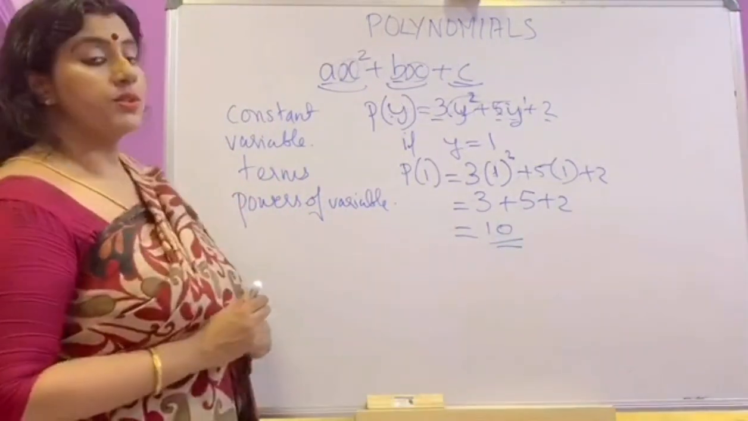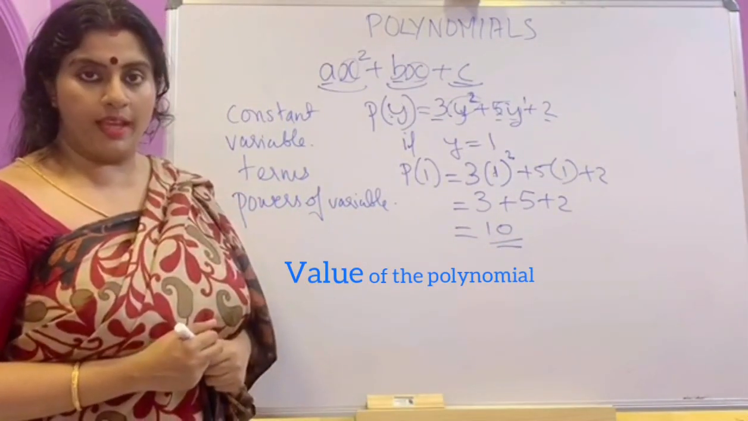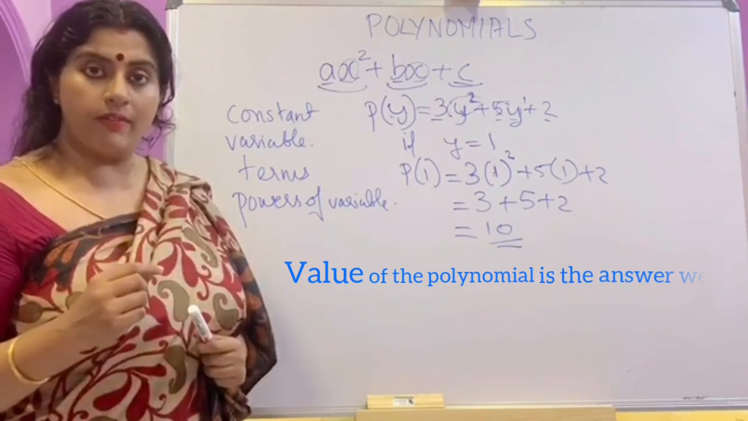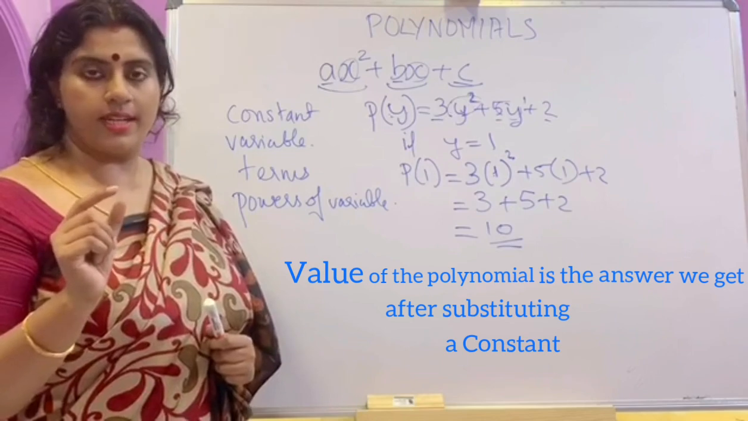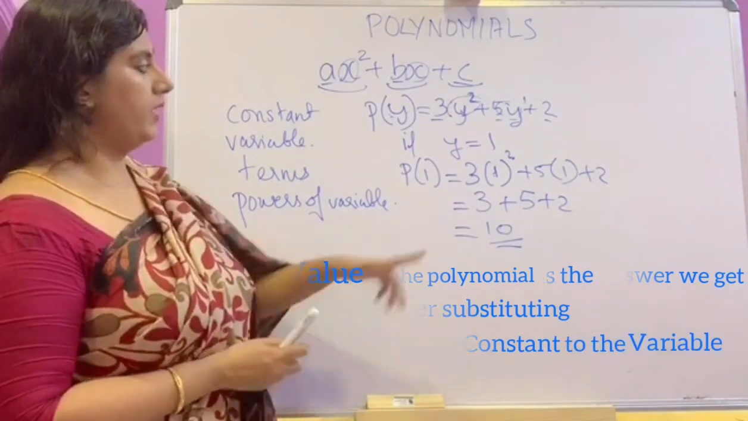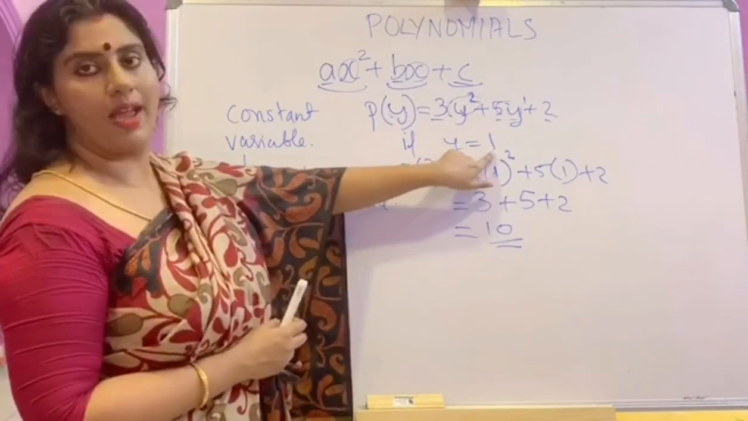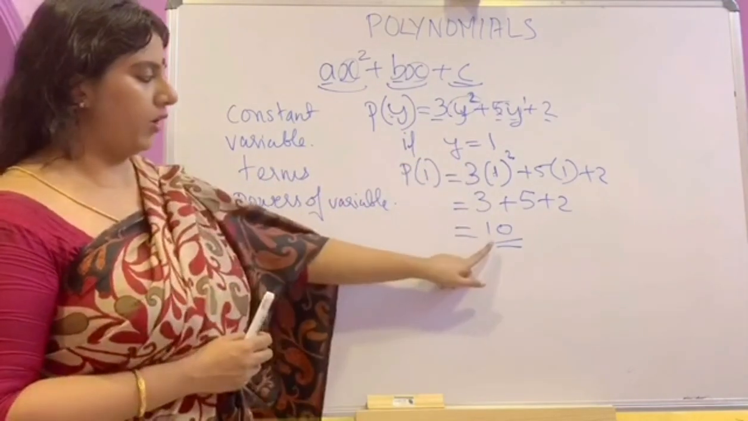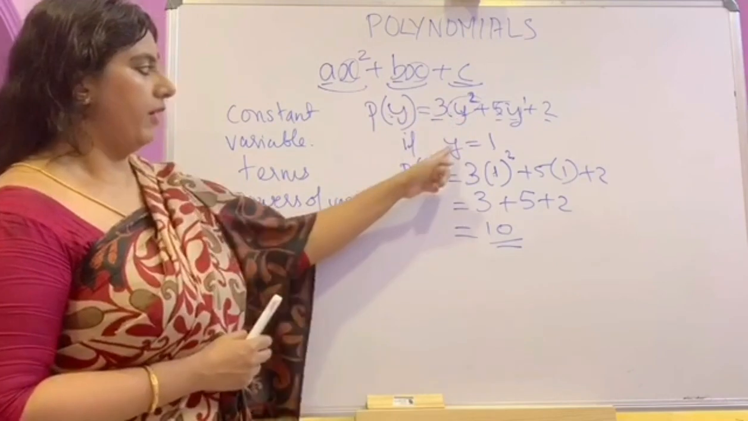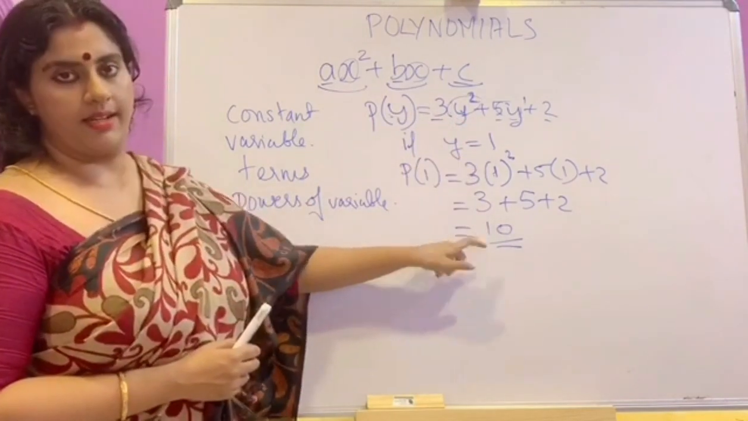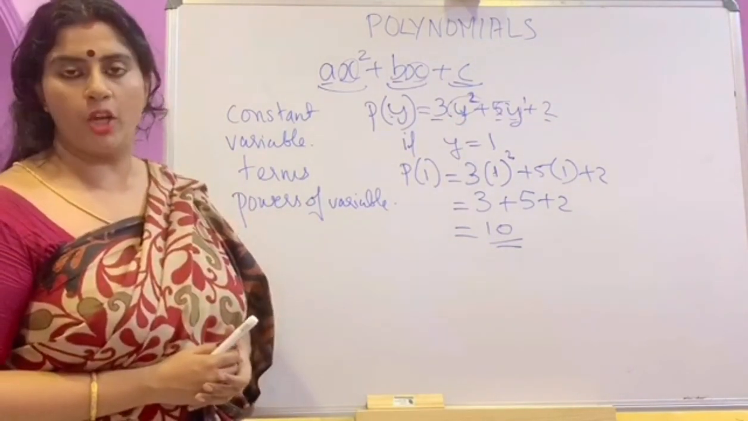Like that. So a value of the polynomial is the answer we get after substituting a constant for the variable. Here we are substituting this constant value for this variable and we got the answer 10. So the value of this polynomial when y equals 1 is 10. That is the value of the polynomial.